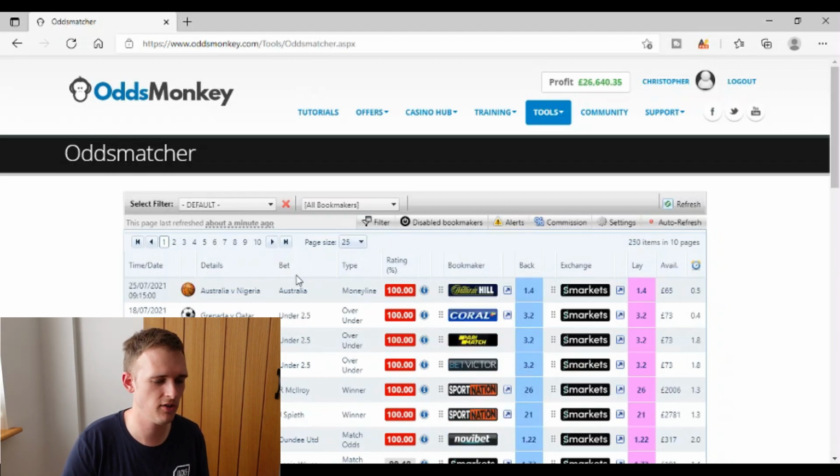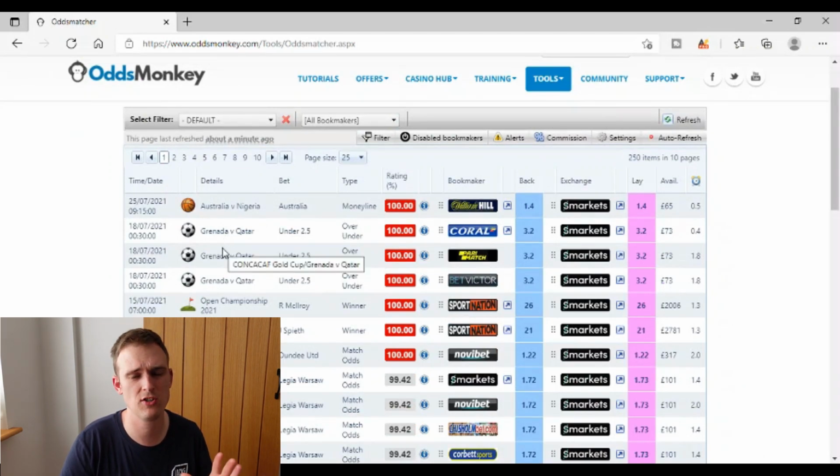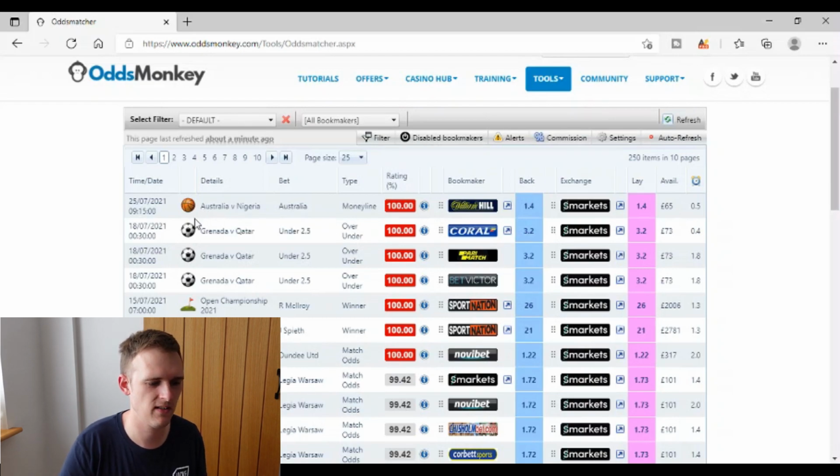Now, as you can see on the odds matcher here, we do have some football matches, but they're not football matches that you would want to place any bets on. You don't want to be placing bets on the golf here because it's going to tie up your liability at Smarkets for 4 days. Obviously, golf tournaments run from the Thursday to the Sunday for anyone that didn't know that. And there's basketball there, Australia versus Nigeria. Again, you don't want to be placing basketball bets because it's just not what the majority of people in the UK are betting on. You need to stick to what the majority are.